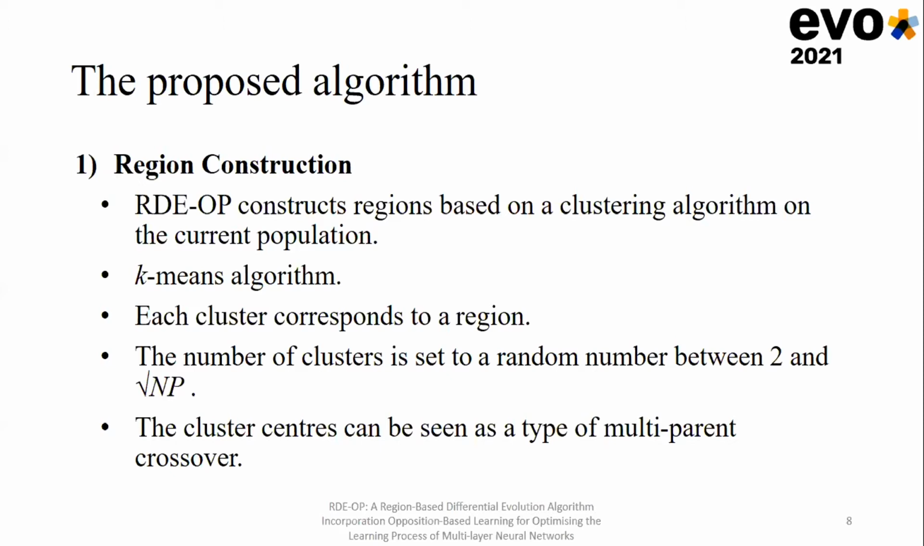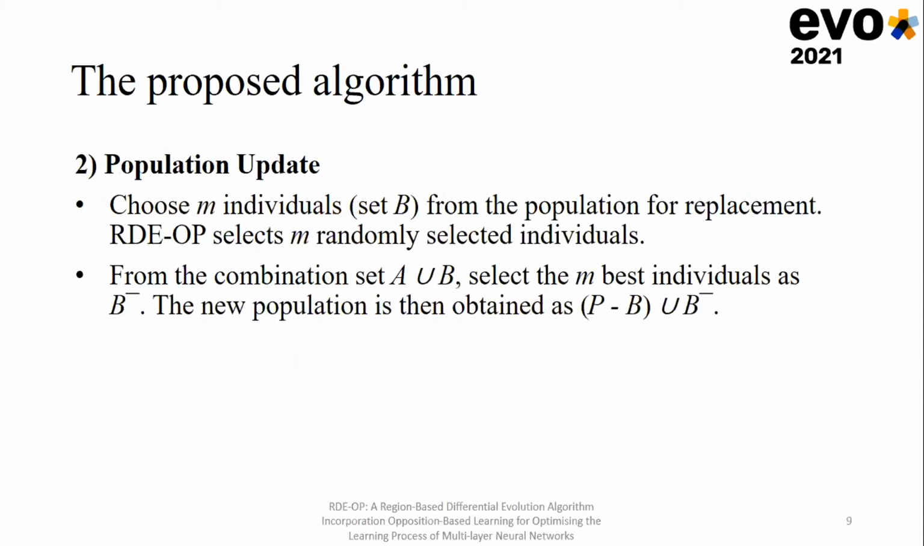It's worthwhile to mention that cluster centers can be seen as a type of multi-parent crossover, because a cluster center is actually the average of some individuals inside the cluster. And so actually we can say that it is a multi-parent crossover that combines some individuals inside a cluster.